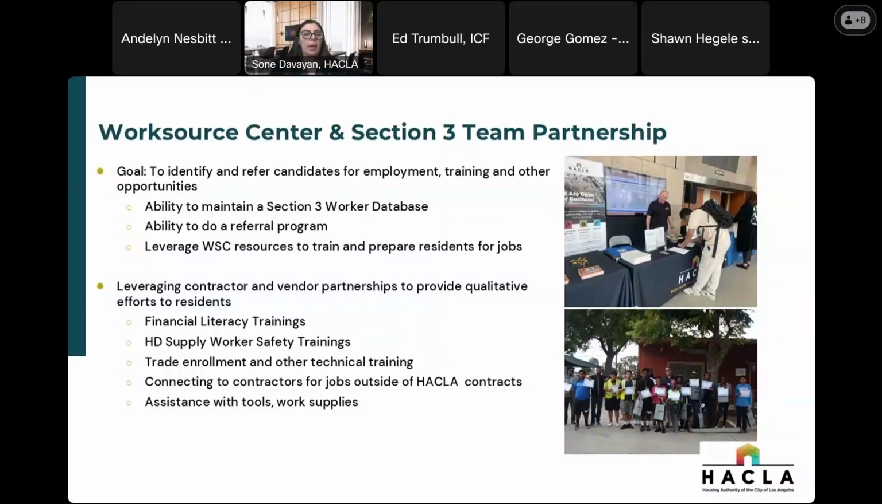And with that, I would want to turn it over now to Brittany, who will talk more about the resources that WorkSource Center has and how they're able to support the Section 3 operations. It's through this partnership that Section 3 contractors are able to provide the jobs, and WorkSource Center is able to provide the residents who have already been trained through their various programs to be better candidates for these jobs.